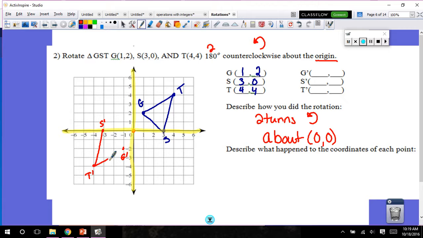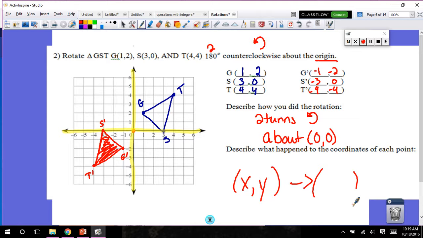Any questions so far? These should each have little marks. Should be G prime, S prime, and T prime. Okay, and then you're going to describe what happens when we started from X and Y. What happened to them? They turn negative. Isn't that what happened the last time?